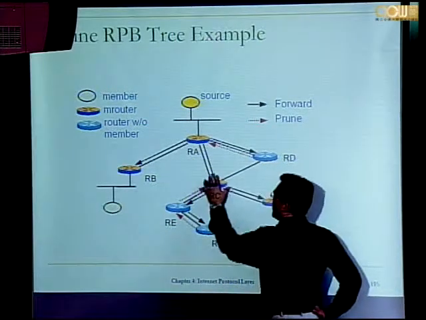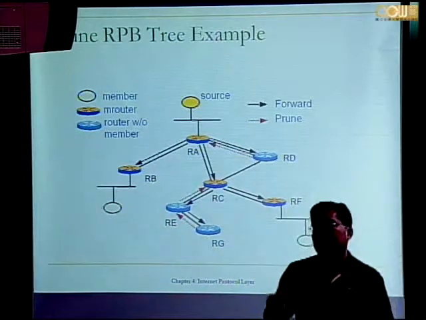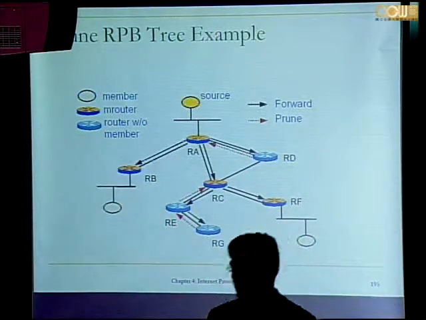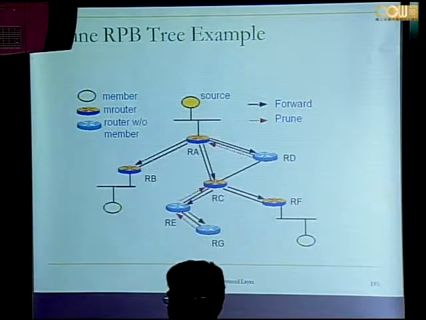So the router needs to keep track of the prune state. And that prune state is what? Per group per source. Per group per source. It could be many states to keep.